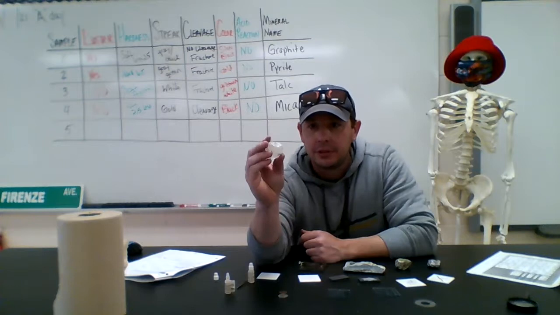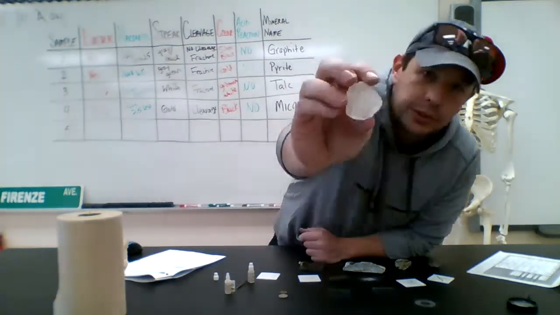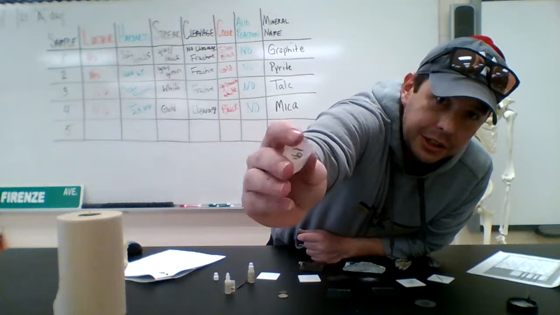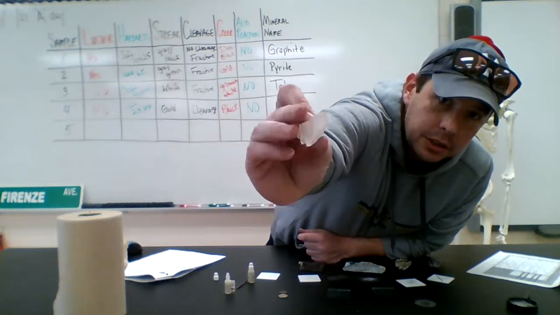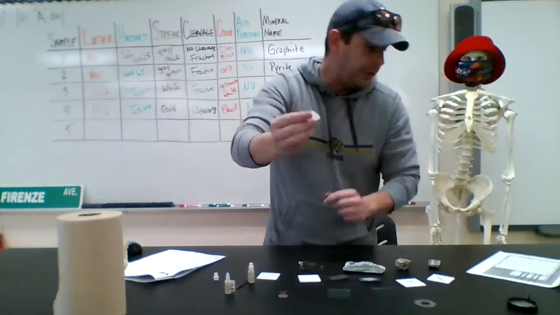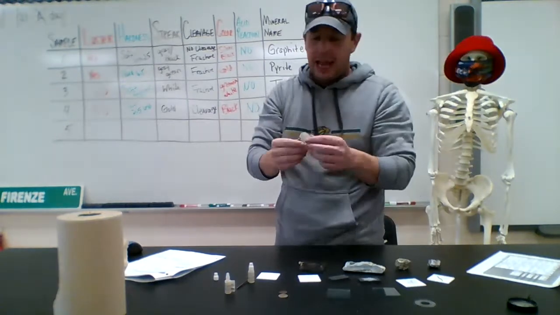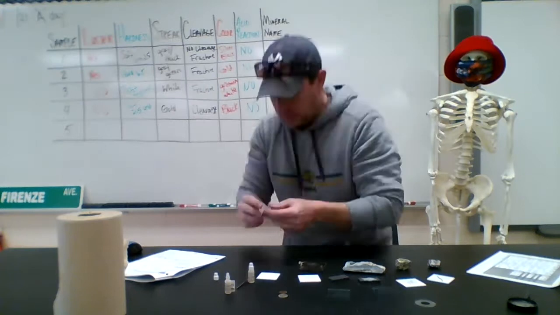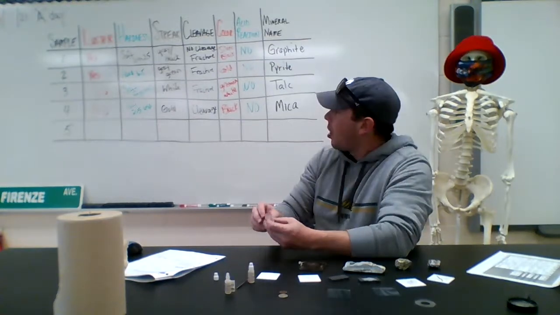This one's kind of clear. Okay, let me bring it closer for you. Okay, it's kind of a milky, clear, transparent color. All right. Definitely clear. Definitely not metallic. Okay, so it doesn't have luster. So we're going to put no for luster when we get to it. Okay, no for luster.